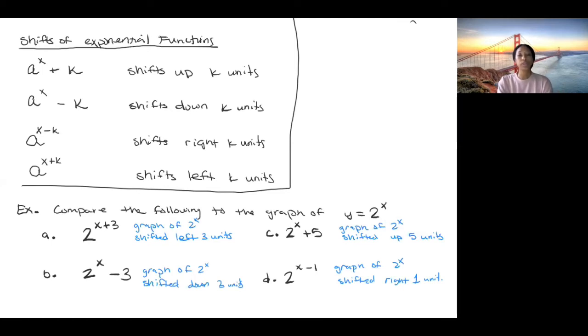It should also be noted, if you shift a graph up or down, that's also going to change your range and where your y-intercept is. And if you shift left and right, that also changes where your y-intercept is. Won't change the range though. Okay.